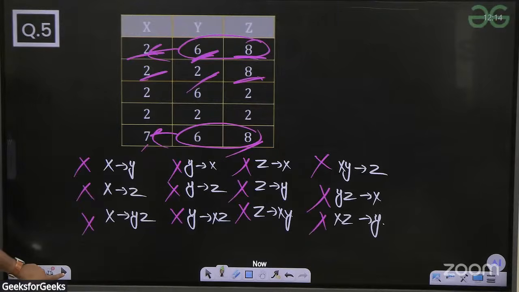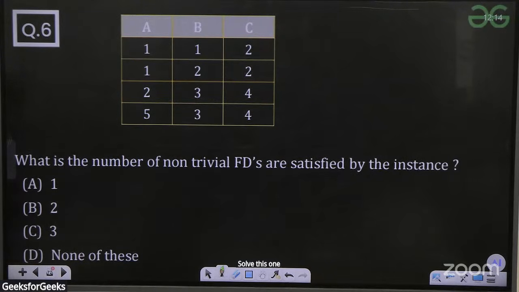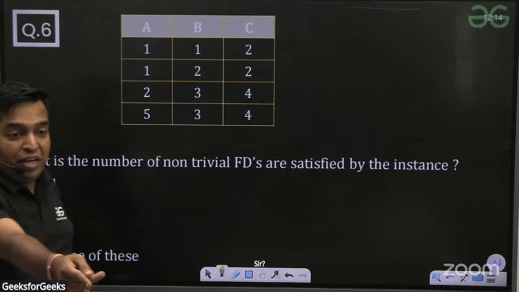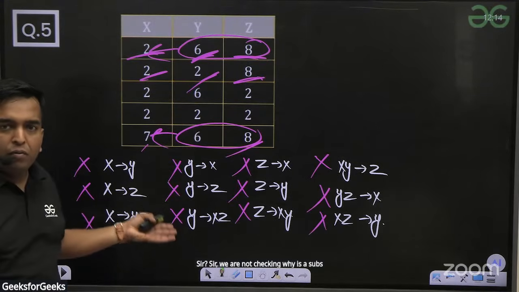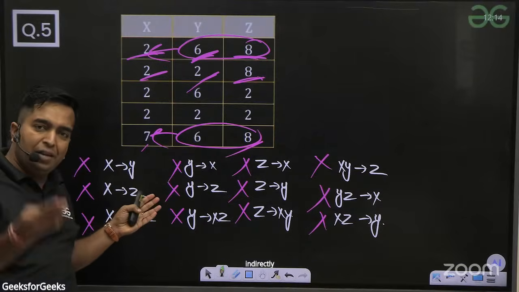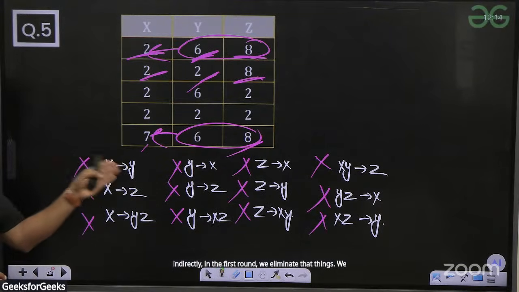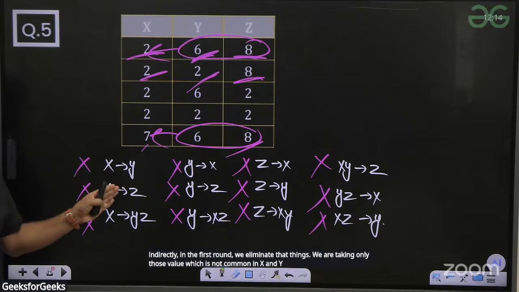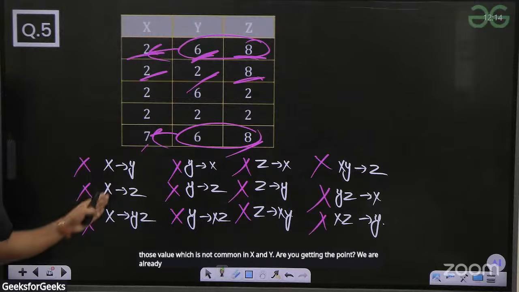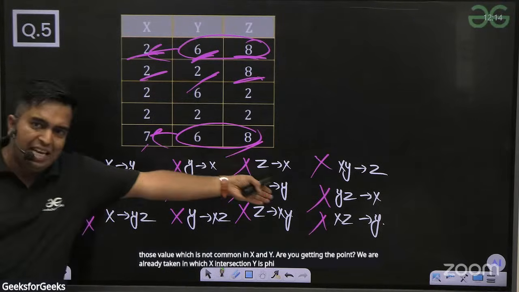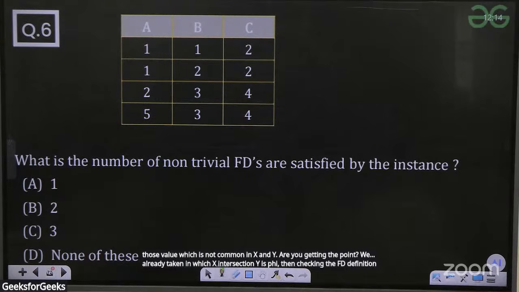Now, please solve this one. One student asks, sir, we are not checking whether Y is a subset or not. Directly in the first round we eliminate those things. We are taking only those values which are not common in X and Y. Are you getting my point? We have already taken the case where X intersection Y is empty, then we check the FD definition. Clear? Now solve this one.